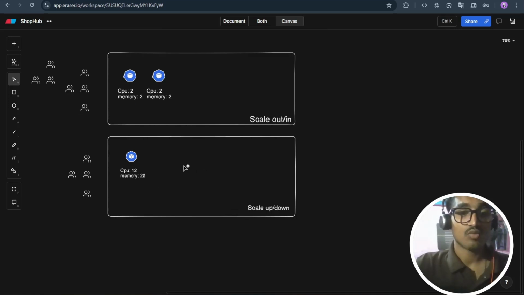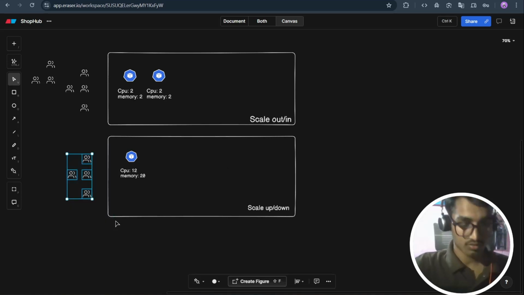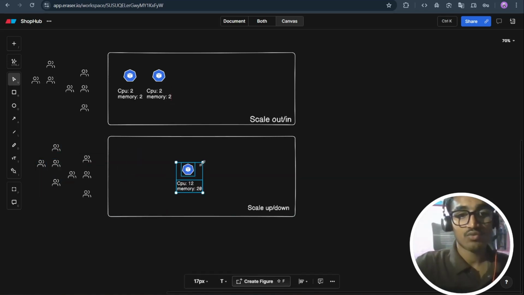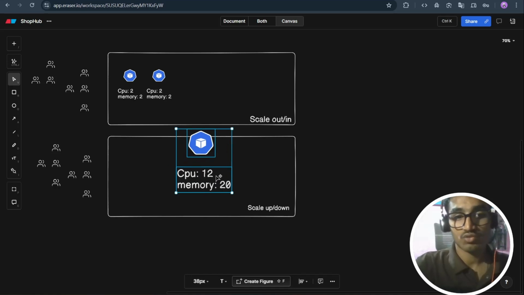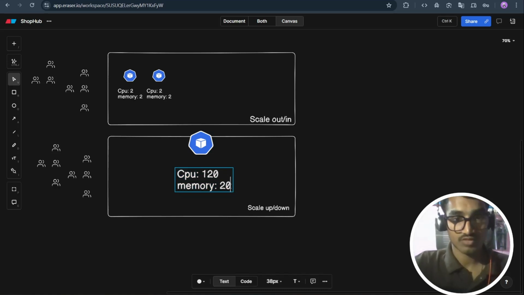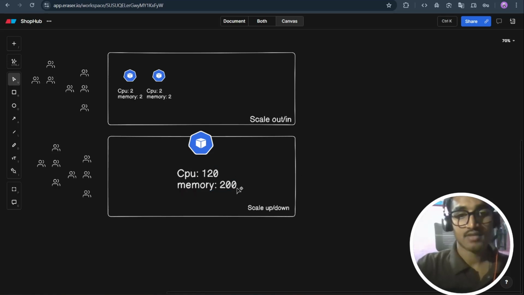Let's talk about vertical pod autoscaling. Similarly, if you have a number of users using your application and the number of users increases, you need to increase the size of your pod. Suppose currently we are using 12 CPU and 20 GB RAM. Next time, we increase it to 120 CPU and 200 GB of RAM. So in vertical pod autoscaling, we are increasing the size of the resource, not the number of resources. And this is slower.